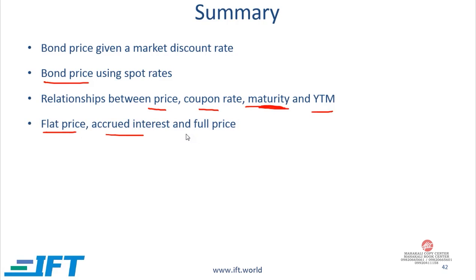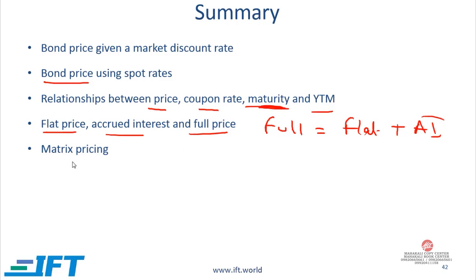Flat price, accrued interest, and full price, this is important. The full price is equal to the flat price plus accrued interest. Matrix pricing, the idea here is that if you are pricing a bond where market values are not available, then you look at other similar bonds and interpolate to come up with the price. When you use that method, it's called matrix pricing.